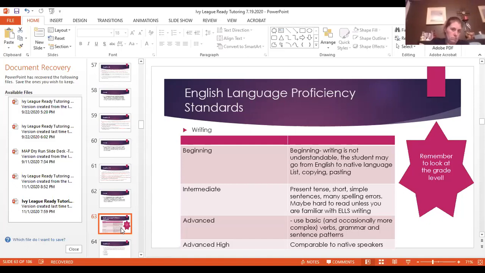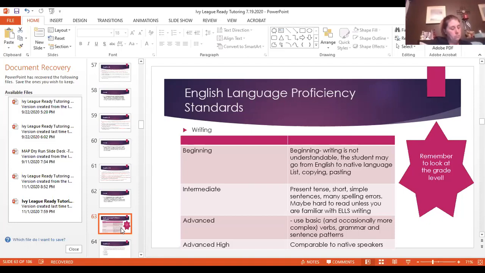When you're looking at beginning writing, guys, because every year I have to grade TELPAS, and this is what we do. We give ratings: beginning, intermediate, advanced, and advanced high. So with beginning, a lot of the time, the writing is not understandable, right? The student may go from English to their native language. You see a lot of listing, a lot of copying, a lot of pasting. So anytime you see writing where they jump from English to their native language and it's really, really hard for you to understand, it's beginning.